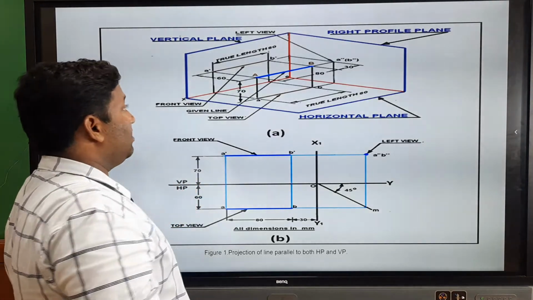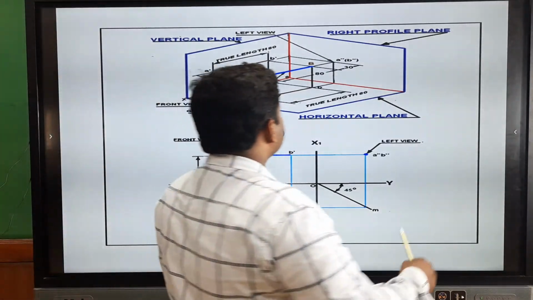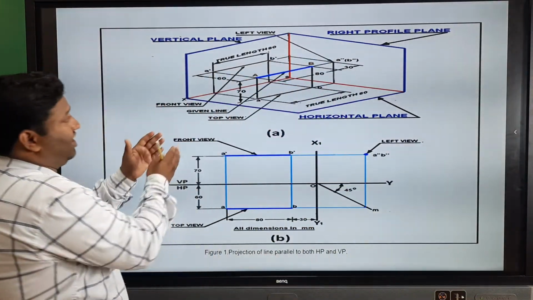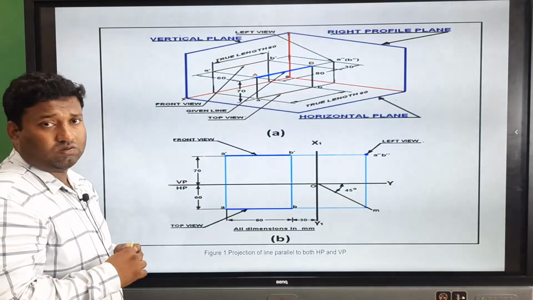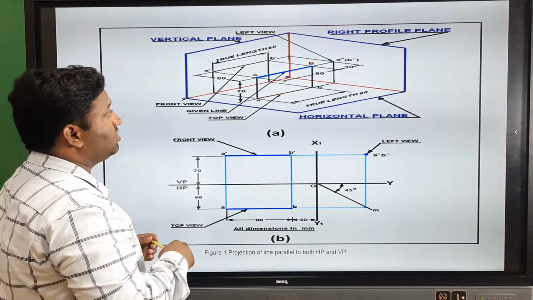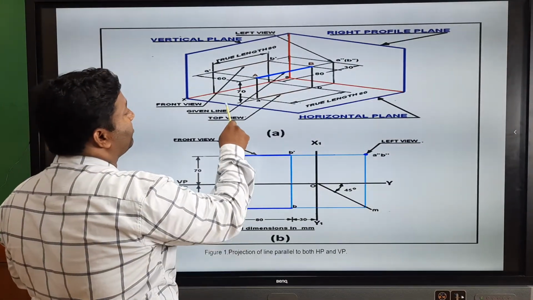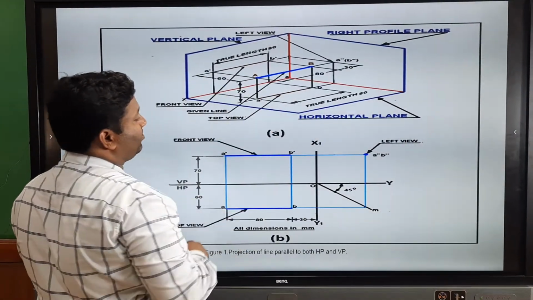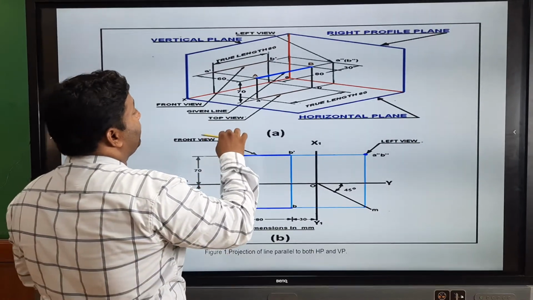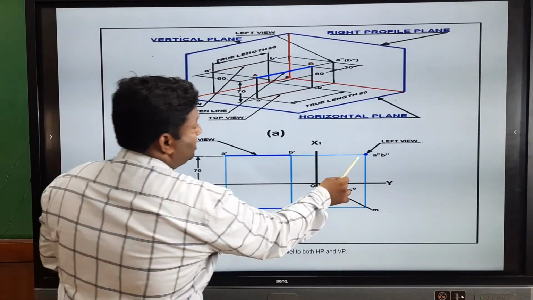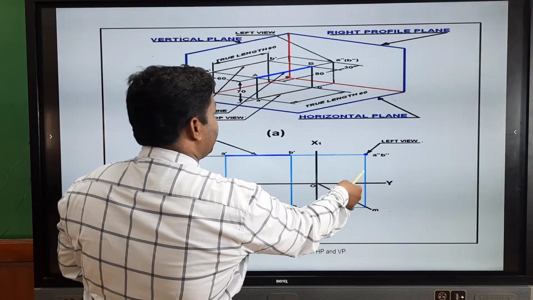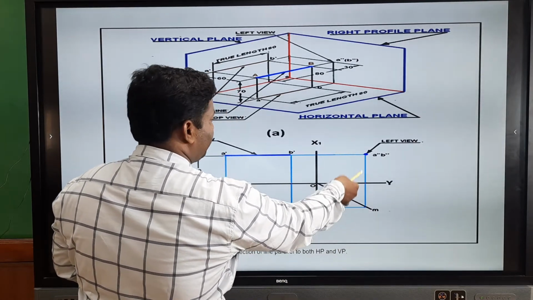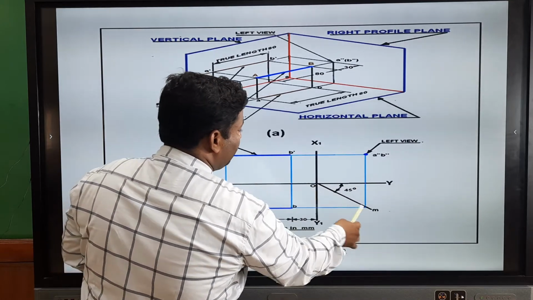If you view from the side view, how does it appear? The line appears like a dot, just like a point. This point is 60 mm in front of the VP and 70 mm above the HP.